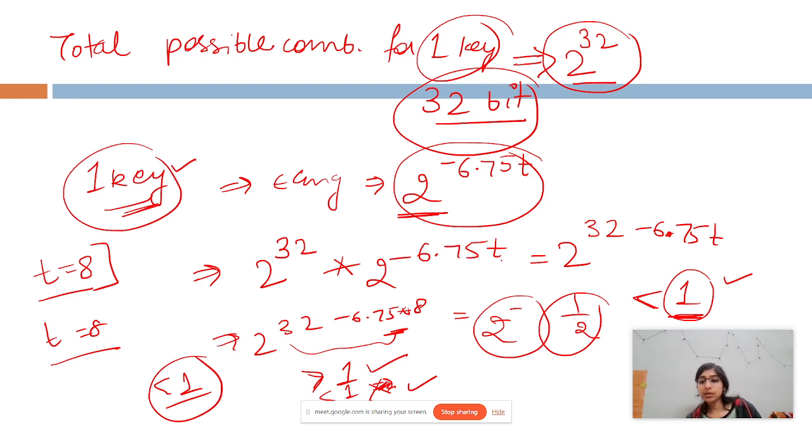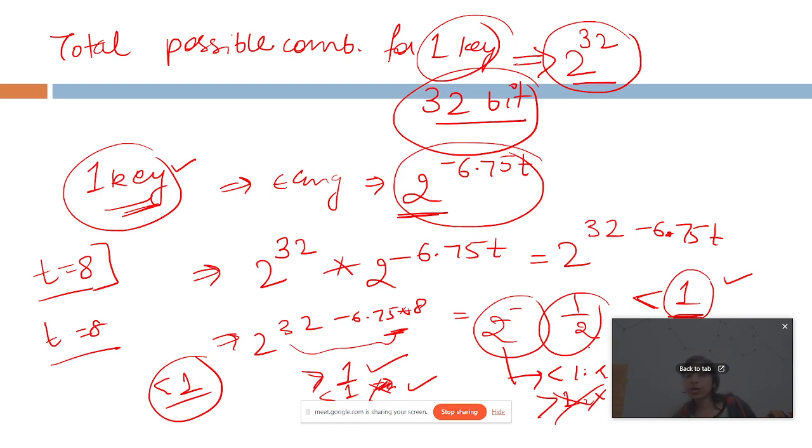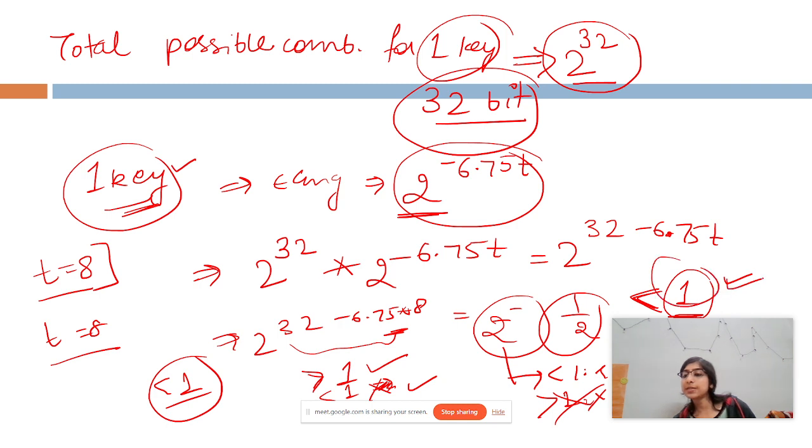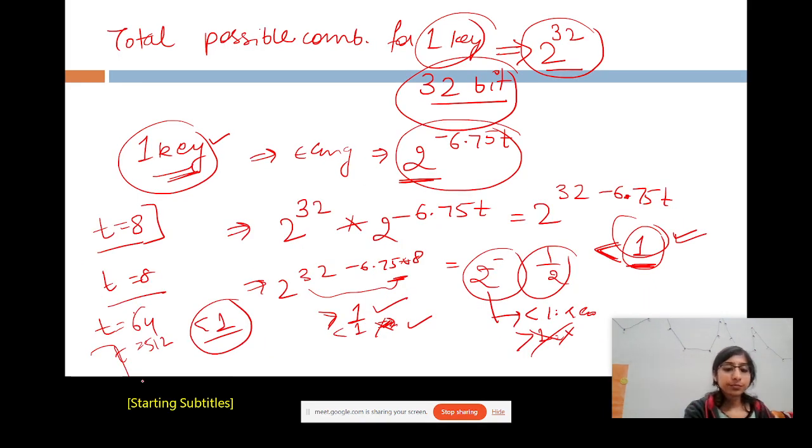In case this value comes out to be less than 1, you can recover the plain text, and in case it is greater than 1, then you can't recover. Okay, so even for t equals to 8, this is yielding me value less than 1, so in this case I'll be able to recover. And similarly you can check for t equals to 512 and 64 as well. In every case you will have this value of the resultant.